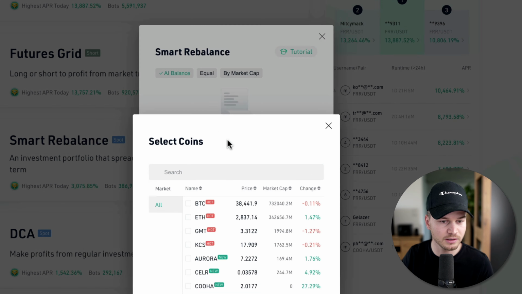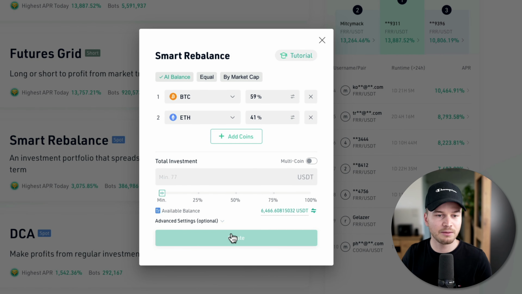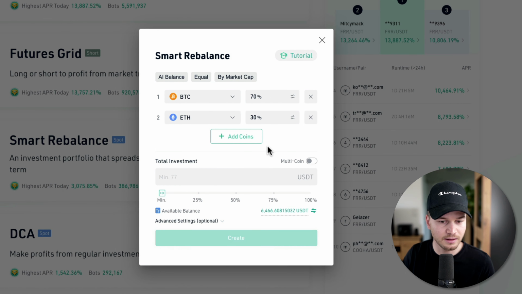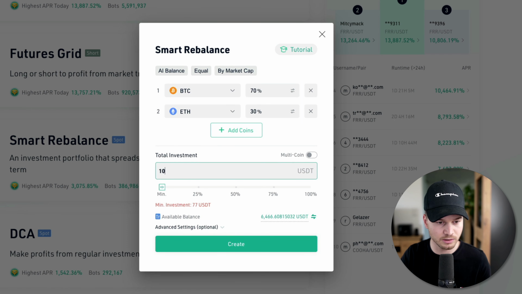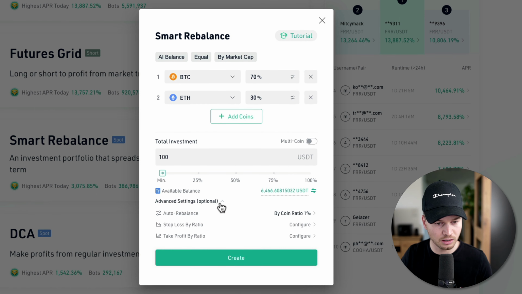So I'm going to click on add coins. So I'm going to click on Bitcoin right here. I'm going to go to Ethereum as well, click on confirm. And here I can either click on buy market cap, and then it will just define the ratios based on the market cap of these coins, or I could just do it manually. So let's say I want to have like 70% Bitcoin and 30% Ethereum. Then I can click on confirm, and then I could just type in the amount that I want to spend on this rebalancing bot. So let's say I want to spend $100 tether, and I could also go to optional.